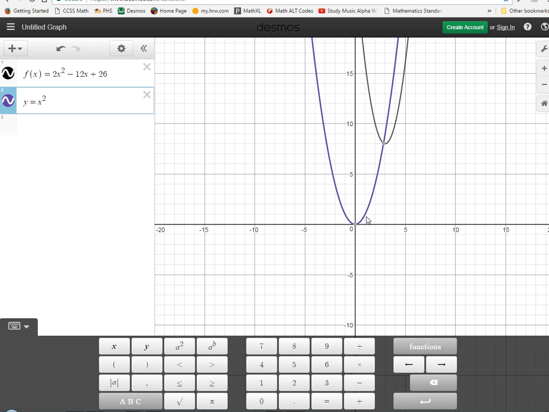I go up 1, right? So I go over 1 and up 1. That's normal. A controls how much I'm stretching the function vertically, right? So now let's go up and look at our new function.